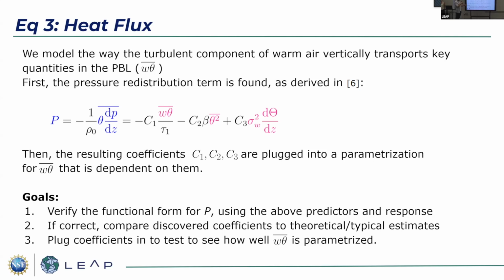Now, the simple goal here is to take this ugly equation, take this response, these 4 predictors right here, a couple others, toss them into the symbolic regression software, and see if you actually get the same functional form for P, the same constant times variable plus constant times variable, and so on. If we do manage to recover the functional form, we want to compare the discovered coefficients to theoretical estimates.